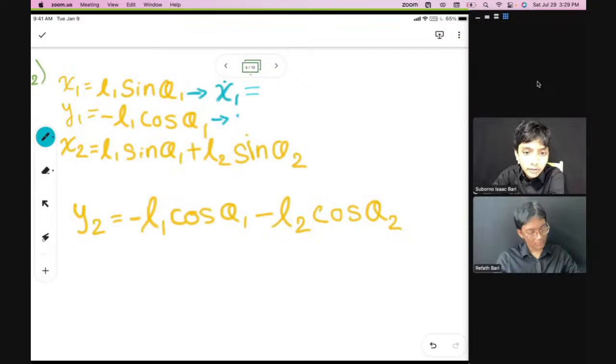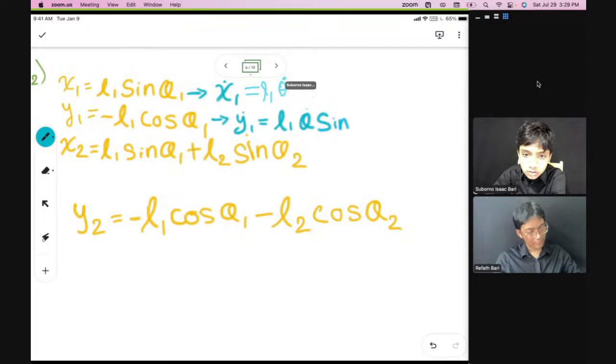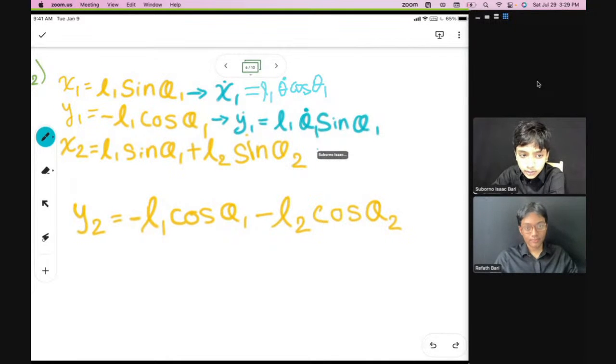I'll fit it with your color. And this is the time derivative. So we have L1 theta dot cosine theta 1. You could probably write what I just wrote in there. This one is just going to be, I'll just write it as x1 dot because I'm really lazy.